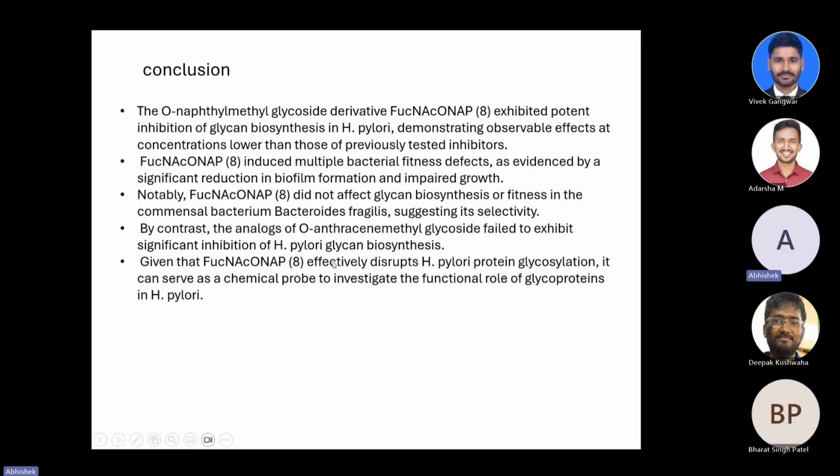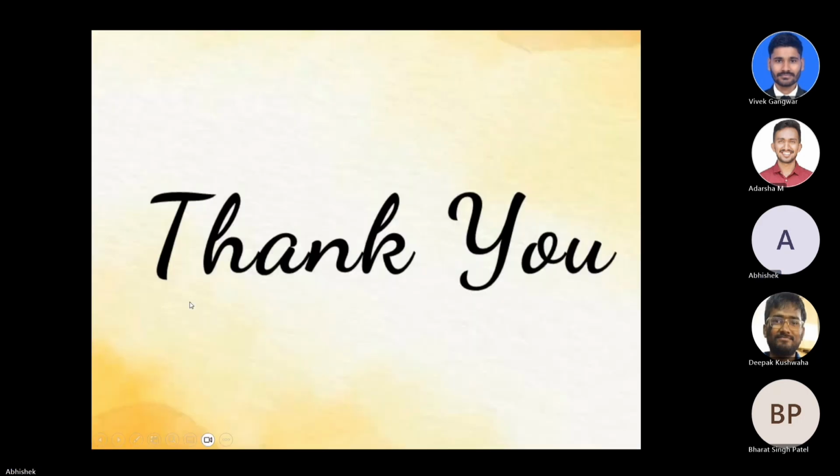And given that this effectively disrupts H. pylori protein glycosylation, it can serve as a chemical probe to investigate the functional role of glycoprotein in H. pylori. Thank you.